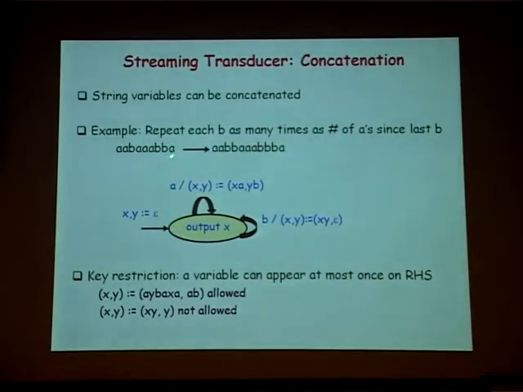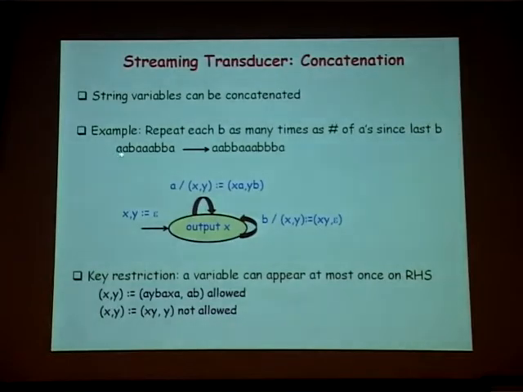This b gets mapped to epsilon because there were no a's between this b and this b, and this a is left unchanged. Okay, so that's the function. I'm using this example to show how concatenation works. So we use two variables, x and y. Every time I read an a, I add a to x as well as a b to y, because we want to do this in one pass, in a streaming manner.